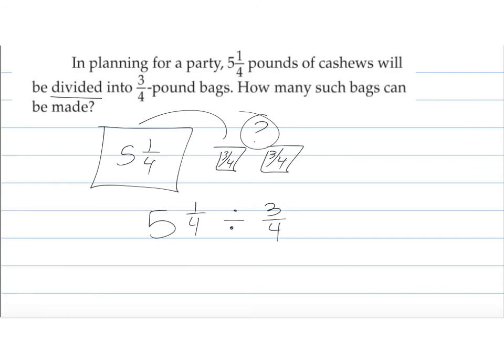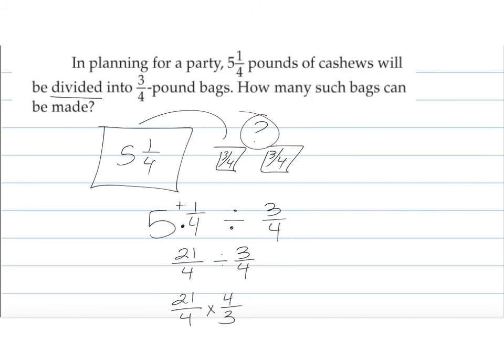So now, of course, we know that we're going to change these to be an improper fraction. And so we know that 5 times 4 is 20 plus 1. So 5 1/4 is the same as 21/4. We're trying to figure out how many times 3/4 goes in there. So then we can multiply by the reciprocal of 4/3. And we know that our answer should be more than 5 because we're dividing by a number less than 1.